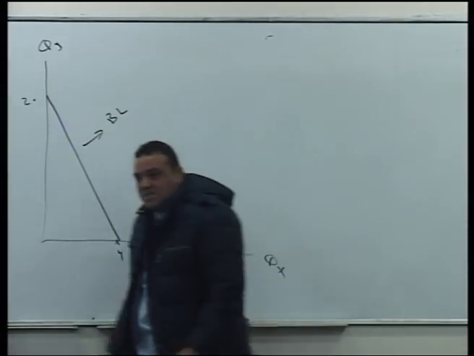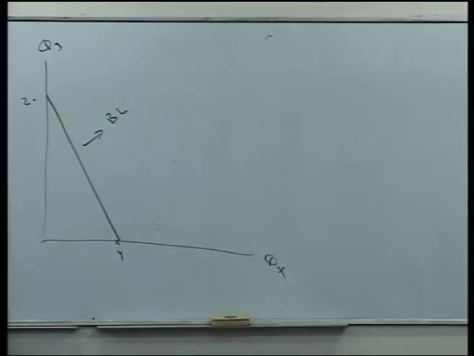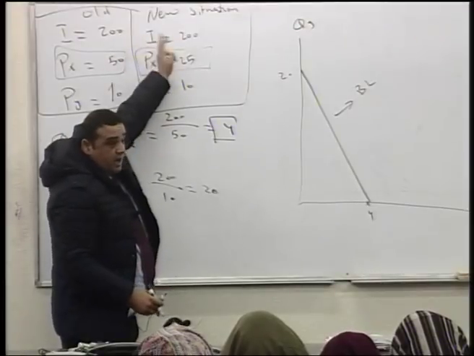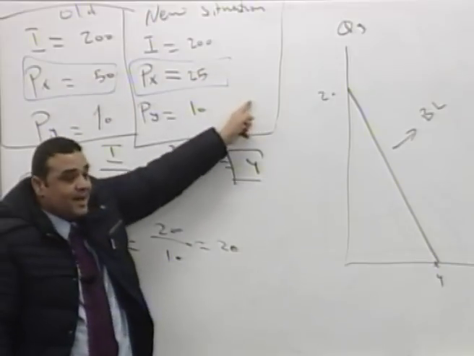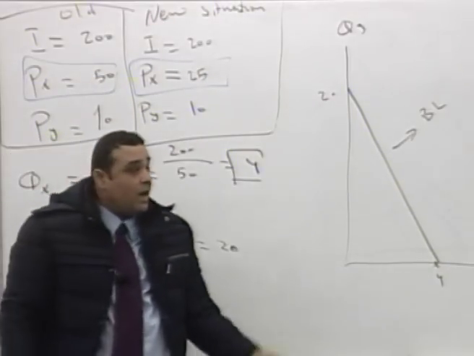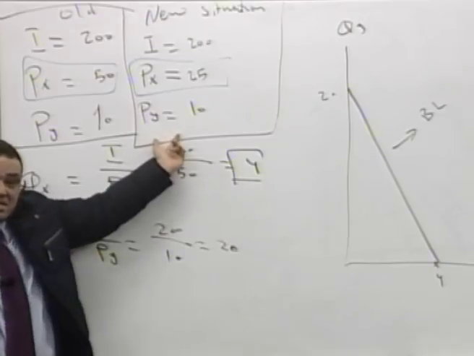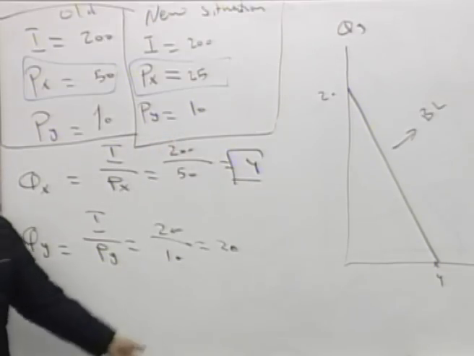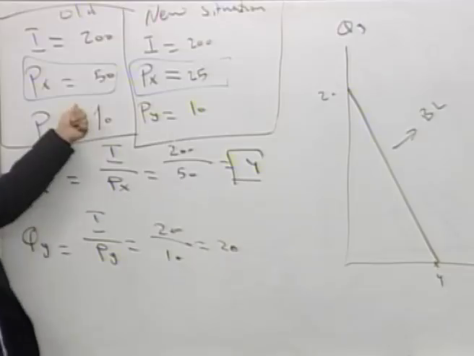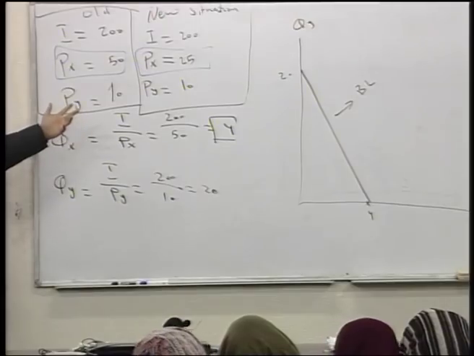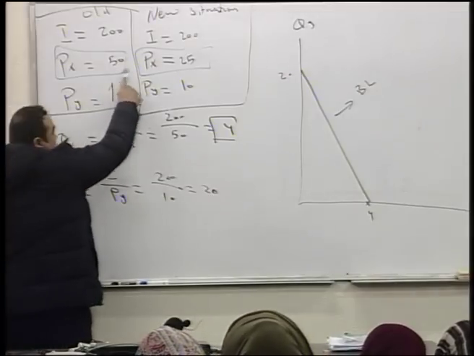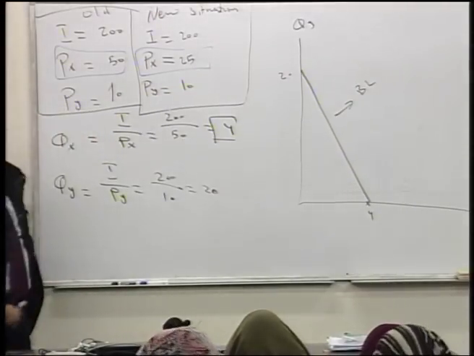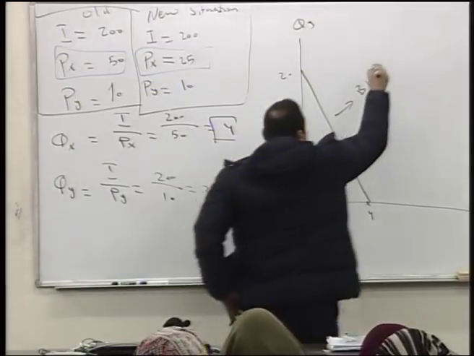Here, according to our assumption, the consumer's income remains constant, fixed. The price of X has declined to 25, and the price of Y remains constant at 10. The question: what will happen to the budget line? As the price of X goes down from 50 to 25, what will happen to the budget line?